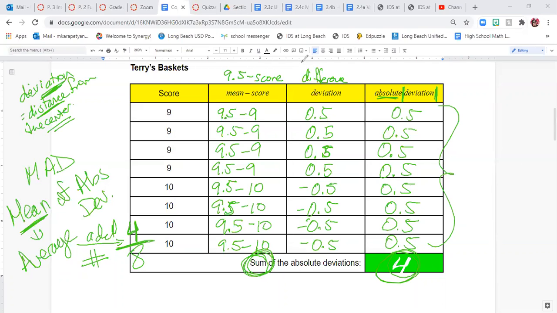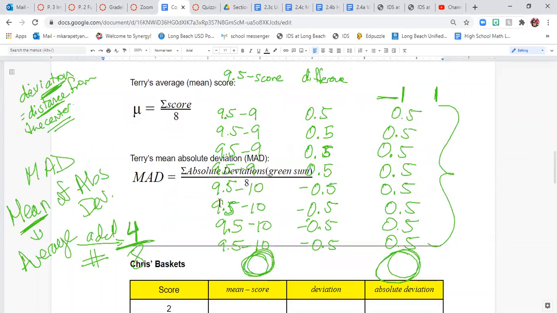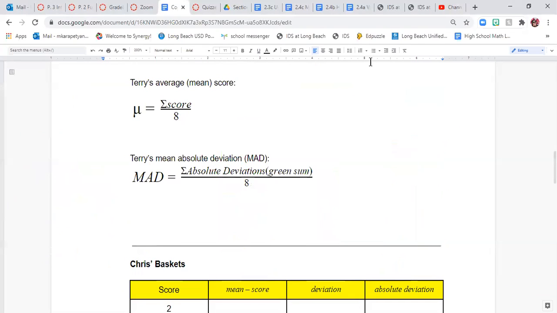So bringing this down here, finding the mean of our absolute deviations is just like finding the mean of the scores. All we do is add up the total, in this case the absolute deviations, which we added up to 4, and then divide by the number of observations that we had. And that's going to give me a 0.5.